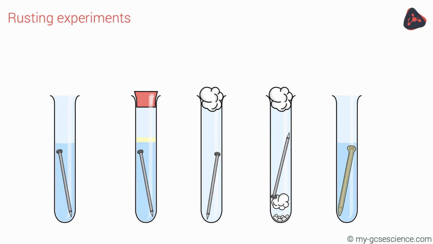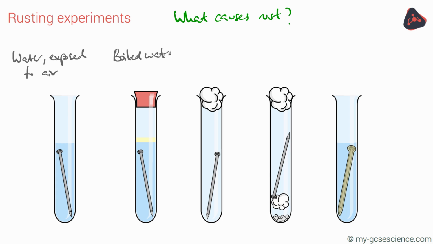So what causes rust? In the exam, you may be expected to design an experiment to show what conditions are necessary for rust to form, or you might be given some results and expected to interpret them. So here we've got a set of test tubes, each with an iron nail in them, and each with different conditions. First we've got just a test tube with a nail in it containing water, and it's open and exposed to the air. The second one contains boiled water, in which the oxygen has been boiled out of it, and then it's been covered with oil and sealed with a bung.